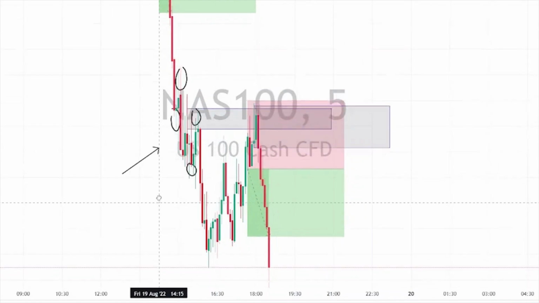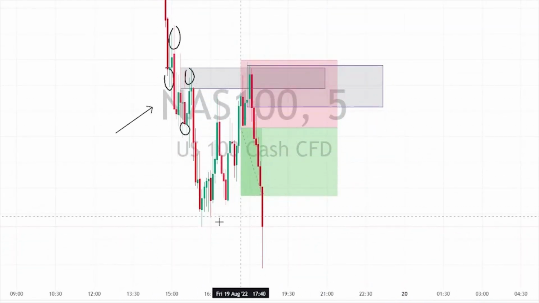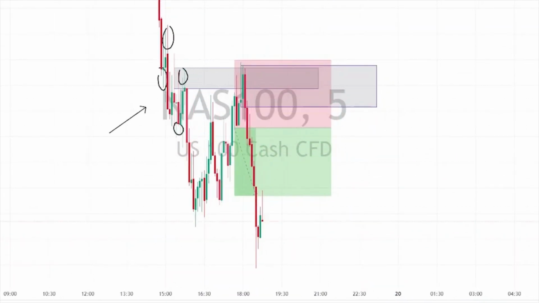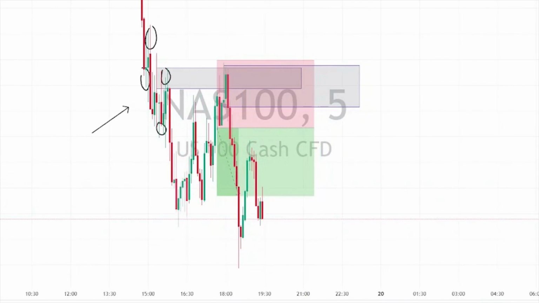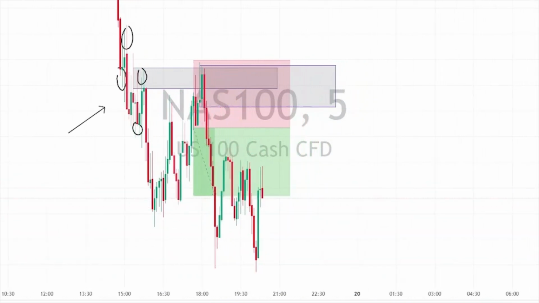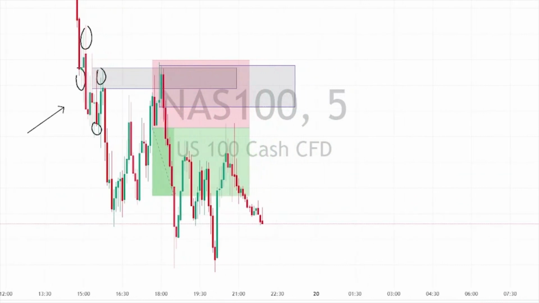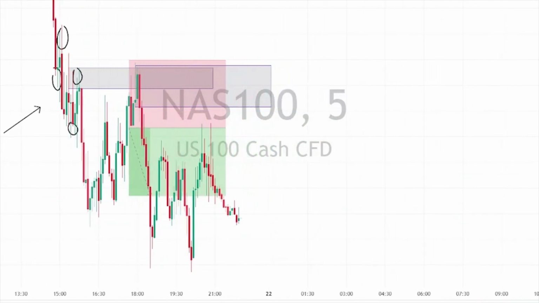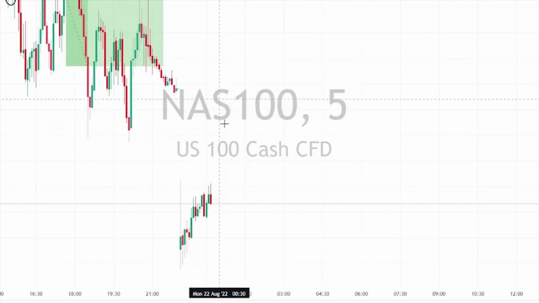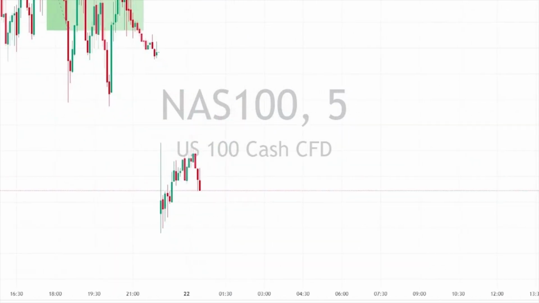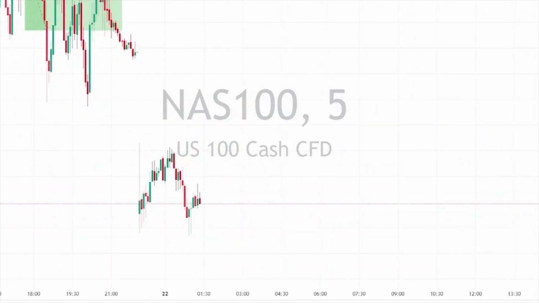Because it's trending, it's giving us another supply setup. It's constantly printing supplies. That is what happens. The trading day is over. So that is what happens. That is supply.